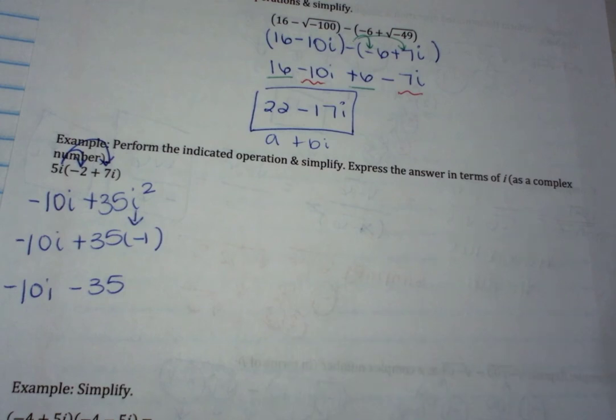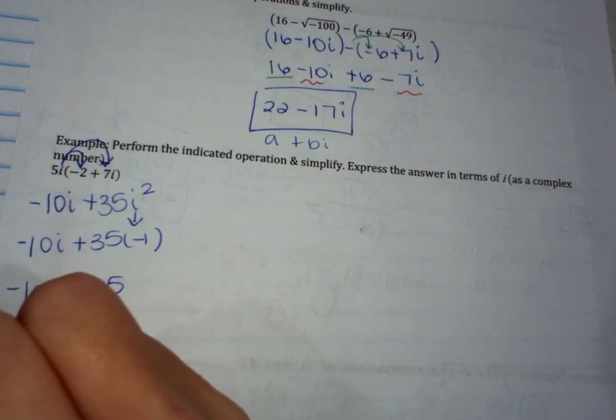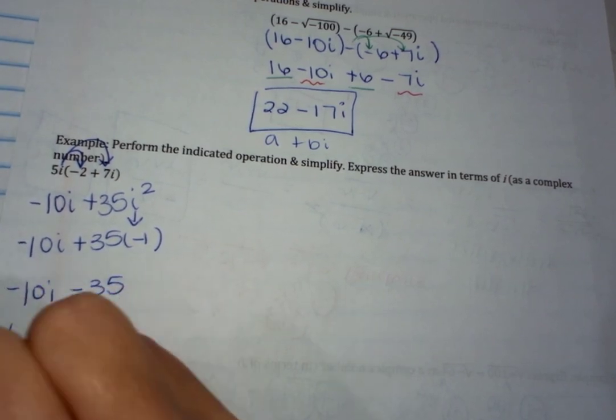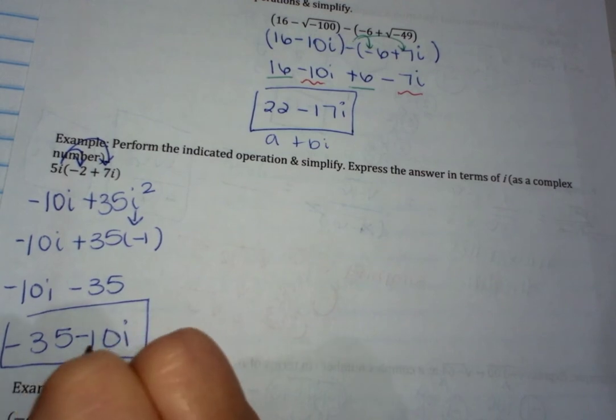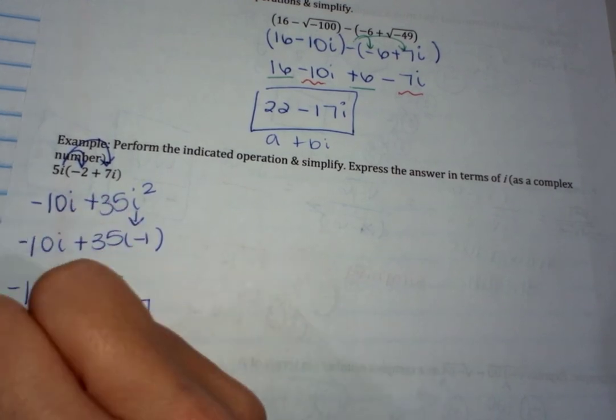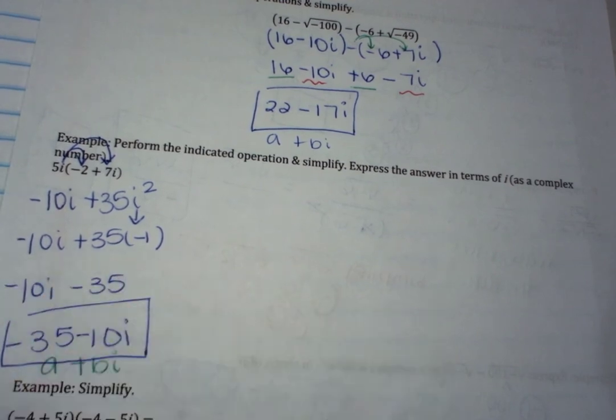Remember, it needs to be in the correct form, a plus bi, where the i goes last. So it's the same thing as saying negative 35 minus 10i. Now this is in the correct form of a plus bi, so that will be our final answer, negative 35 minus 10i.